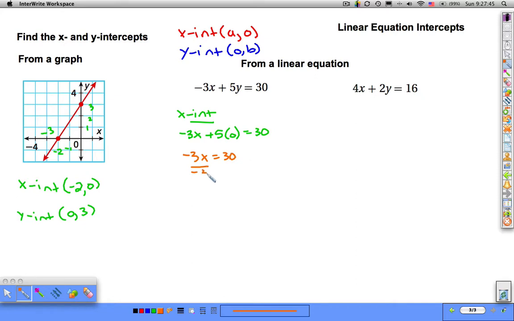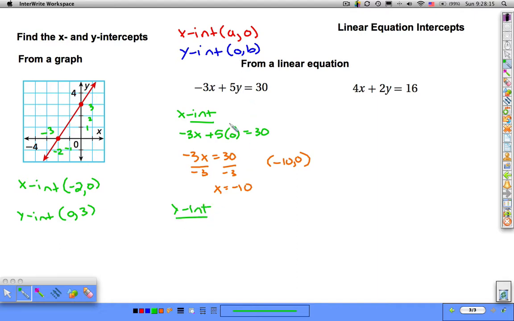So we can divide by -3. X equals -10. Now this is not the correct form of my answer. I am not done. It's asking for an intercept. And remember, intercepts are points and as such should be written as an ordered pair. So again, the x-intercept is written as the number and then 0. So this would be (-10, 0).